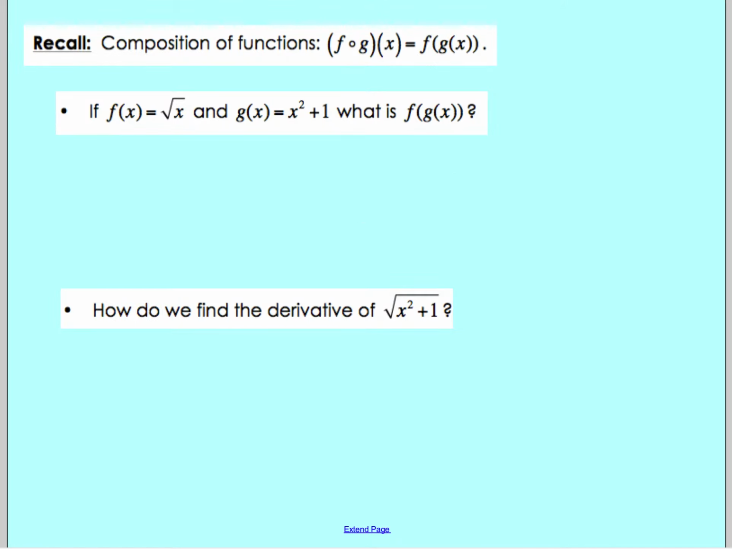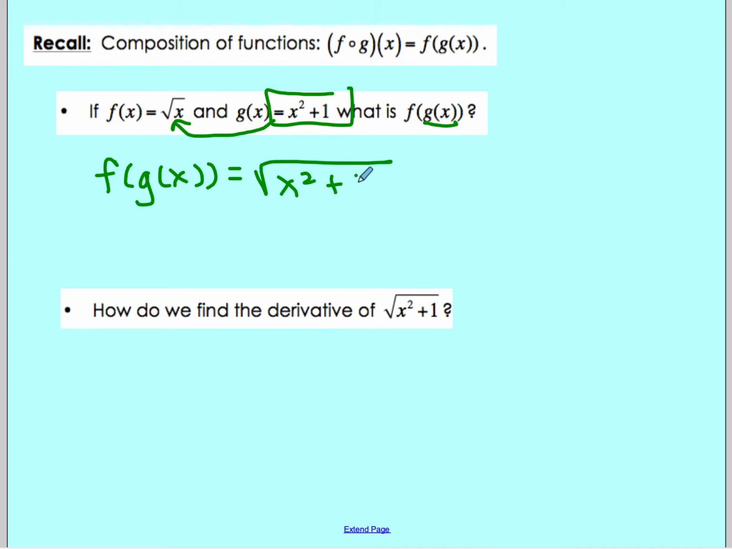Okay, so first of all, we want to recall composition of functions, f of g of x. That is really equal to f of g of x in the same notation. So here's f of g. You guys usually like to see it in f of g of x notation. Okay, so if we have f of x and g of x, what is f of g of x? What this tells me is take function g of x and plug it into function f, wherever there is an x. So if I do that, I would have the square root of x squared plus 1.